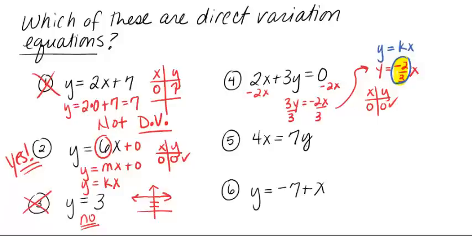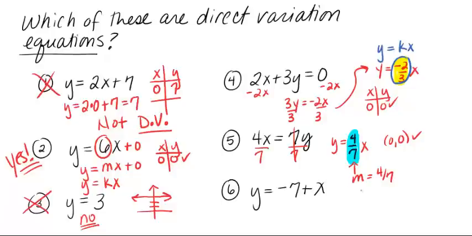For number 5, this one's very similar to number 4. We have to get the y by itself, so we need to divide both sides by 7. When you do that, you get y equals 4/7 x. By now you're thinking, okay, I kind of get what's going on here. I have the constant of variation right here, it's 4/7. So for this one, this is direct variation. Also, if you plug in 0 for x, y would be 0, so you have the point (0, 0) on your graph, and your constant of variation, or your slope, is 4/7.